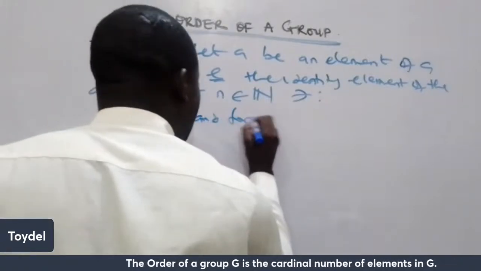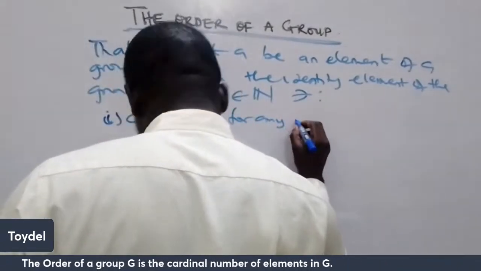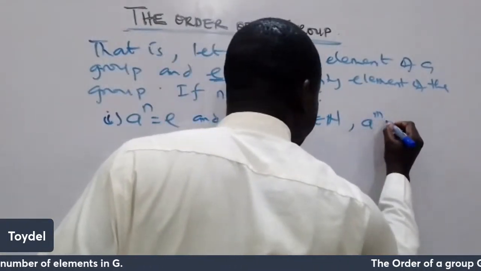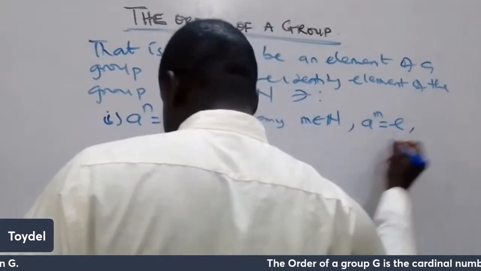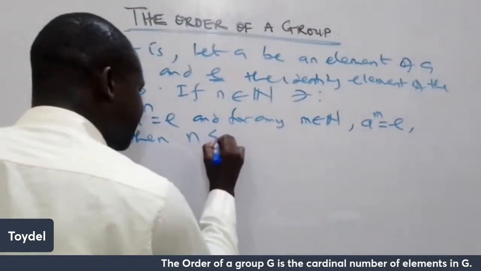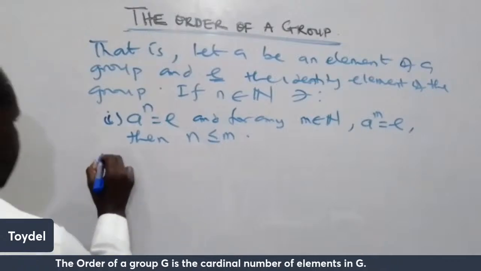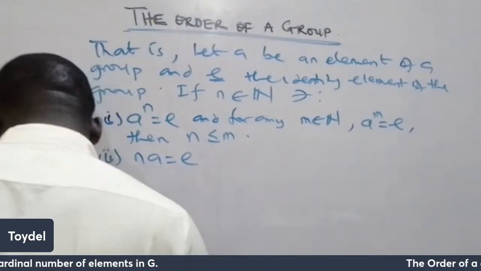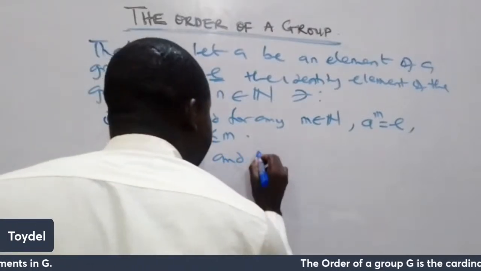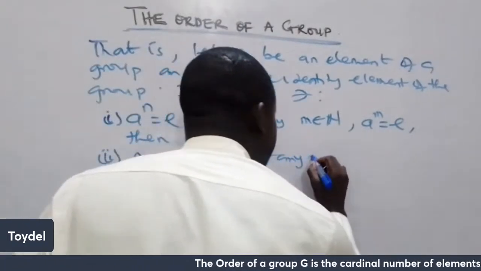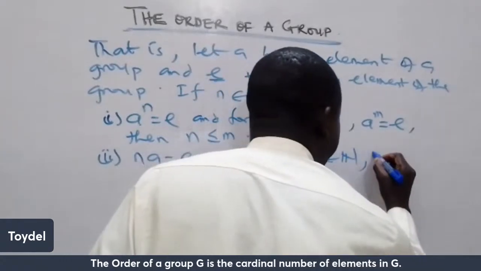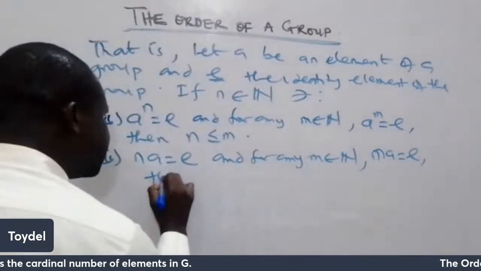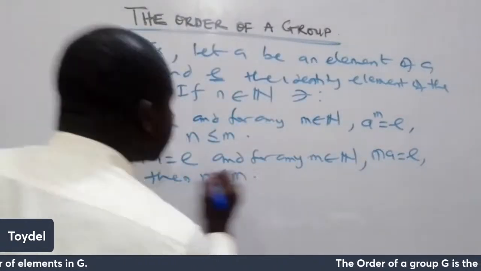And for any element m that belongs to the natural numbers, if A raised to the power m is equal to the identity element, then n is greater than or equal to m. Then the second condition, where we have nA is equal to identity, and for any element m that belongs to the natural numbers, if mA gives identity, then n is less than or equal to m. Now let me explain.